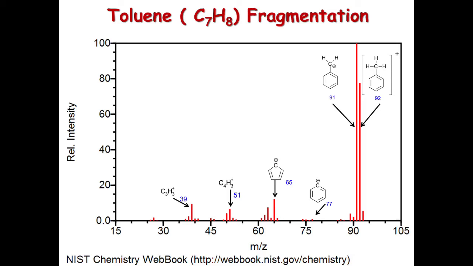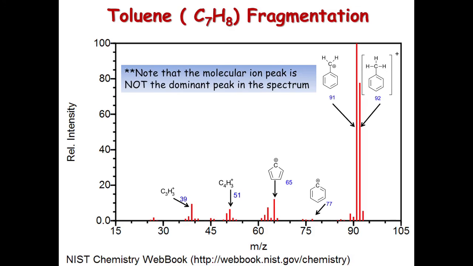So part of the problem is just kind of having to read where things fall. The molecular ion peak is not the dominant peak of the spectrum. So the molecular ion is the one that's pointed with 92, and yet it's not the tallest peak. And that happens sometimes. You just kind of read it and see what's on there.